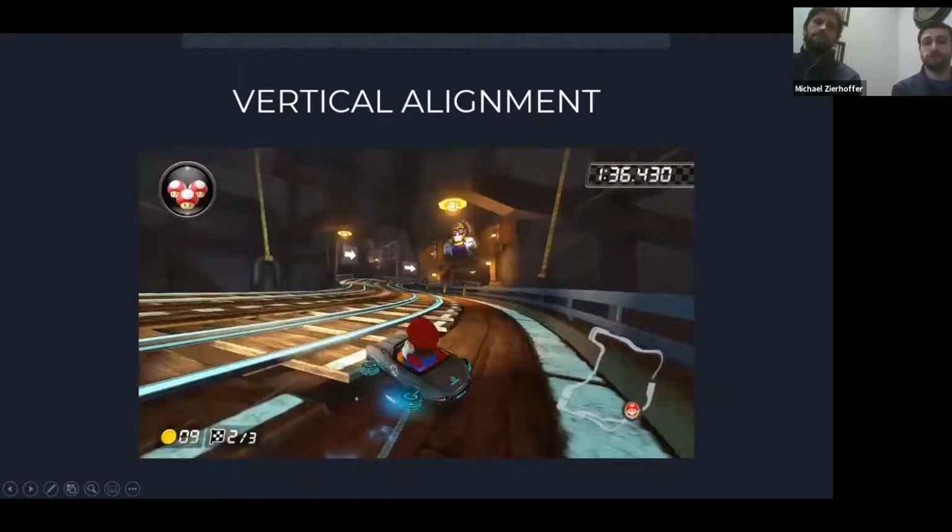So next we're going to look at vertical alignment. This is if you look at a roadway from the side. It's what we call our roadway profiles. And we're going to follow Mario along the same track right there. And as he approaches a segment of the track, we're going to see if there's a potential.